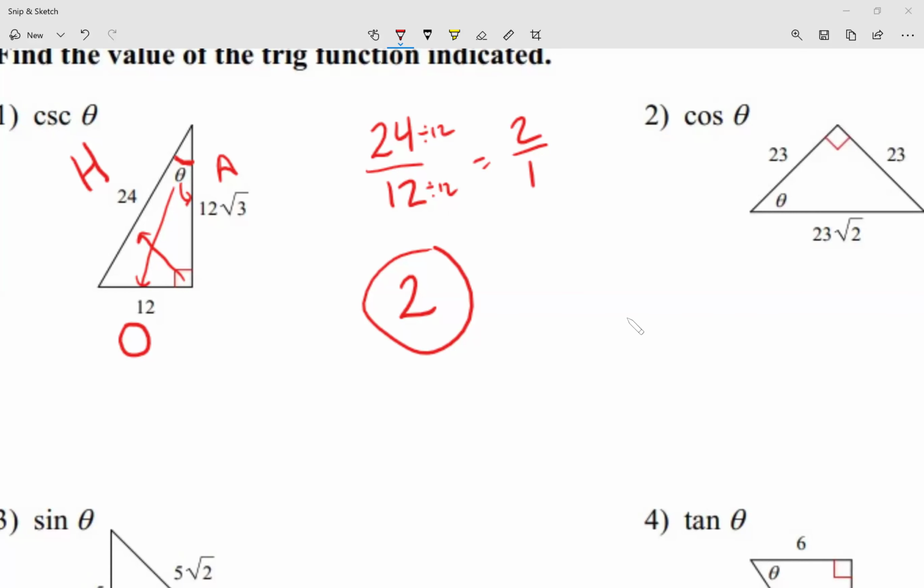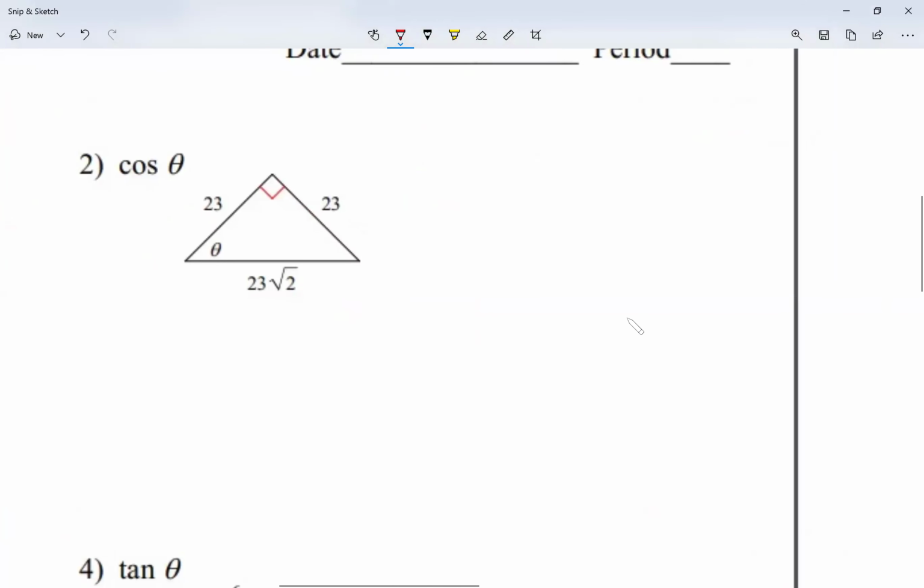Now, let's take a look at question number 2. Let me start by labeling my sides. Remember, hypotenuse, opposite, adjacent. So first, I find the 90-degree angle. And I'm like, all right, farthest away, that's the hypotenuse, the biggest side. Let me find my theta. Theta's right here, farthest away. So opposite from theta is my opposite. And right next to theta, we call that adjacent.